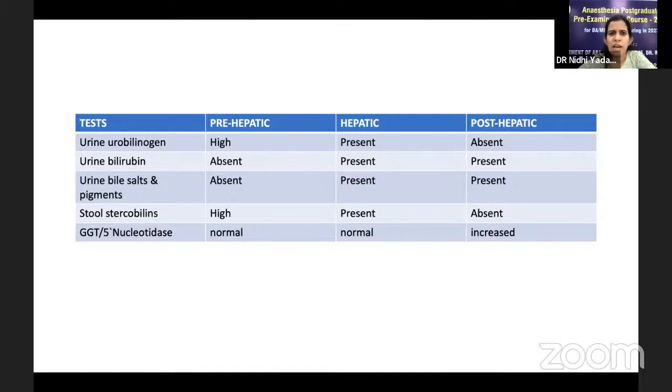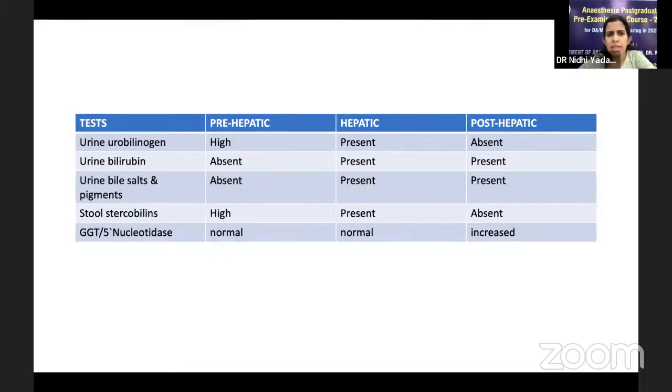Urine bilirubin is absent in prehepatic jaundice. It is present in hepatic jaundice, and it is also present in post-hepatic jaundice. Urine bile salts and bile pigments are present in post-hepatic and hepatic jaundice, whereas they are absent in prehepatic jaundice.